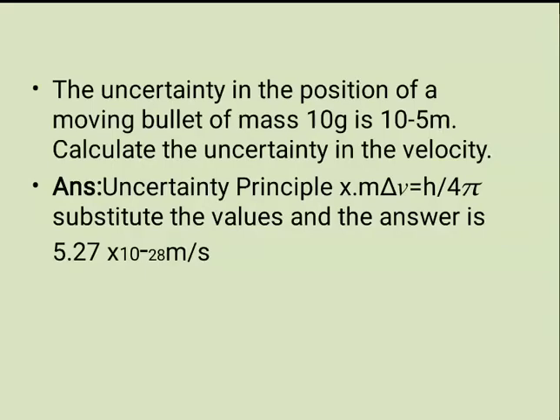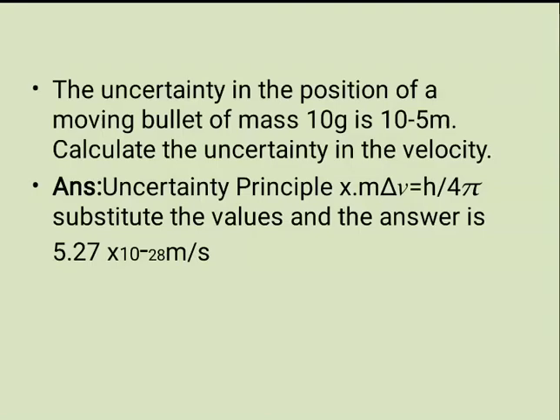Another numerical: the uncertainty in the position of a moving bullet of mass 10 gram is 10^-5 meters. Calculate the uncertainty in the velocity. So one thing is given, that is Δx. What we need to calculate is Δv. Using the equation Δx · Δp = h/4π, substituting, Δx · mΔv = h/4π, and Δx · Δv = h/4πm.